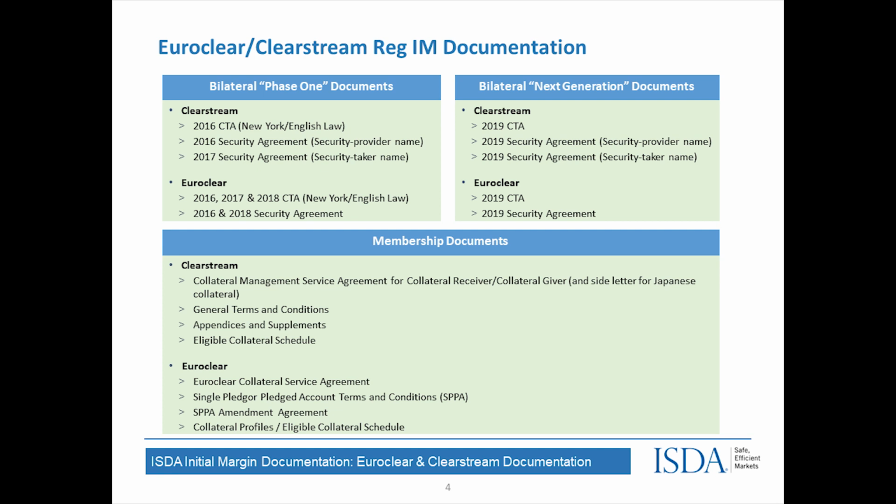So the membership documentation can be seen as being similar to the account control agreement, or ACA, in the bank custodian context. It governs the relationship with the custodian, the ICSDs, and deals with a variety of matters, including how instructions are given, how distributions and voting rights work, and so on. Importantly, these docs are non-negotiable. They represent the standard terms of each ICSD. They're governed by the laws of the jurisdiction of that ICSD.